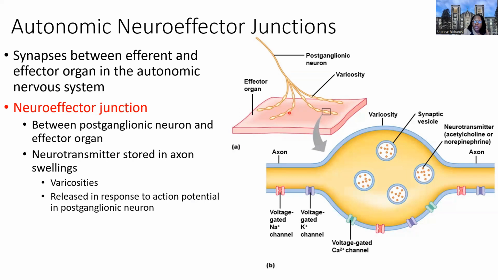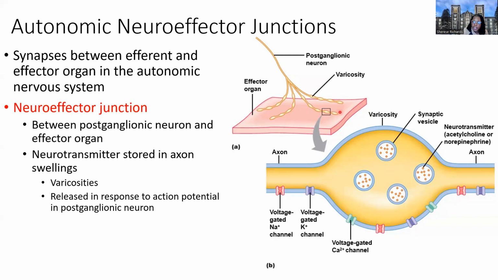It has neurotransmitter that is stored in the axon swellings, and these are called varicosities. It's going to release this in response to the action potential arriving at the varicosity. So this is not going to be a discrete axon terminal the way that we see in a neuron-to-neuron synapse. Instead, it's just going to be a swelling at the end of the neuron, and then that is in close proximity to the tissue that's being affected.